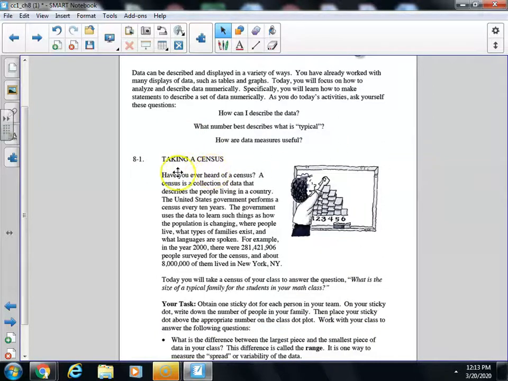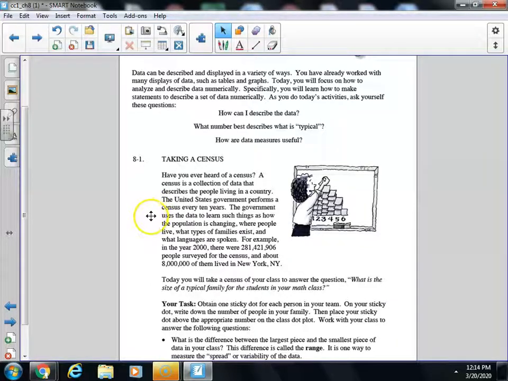So our first problem today is talking about taking a census, and that's convenient because I just got my census information in the mail yesterday. Have you ever heard of a census? A census is a collection of data that describes the people living in a country. The United States government performs a census every 10 years.